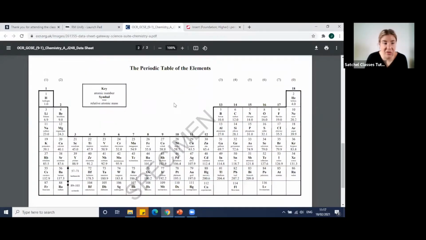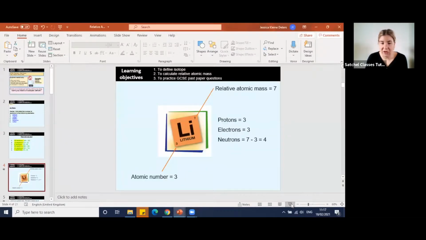For the OCR specification, it looks a little bit different, because the bottom number is the mass number and the top number is the atomic number. So for you, you take the bottom number, 9, and minus 4, for example for beryllium, to work out the number of neutrons in beryllium. All right, let's get back to the slides.